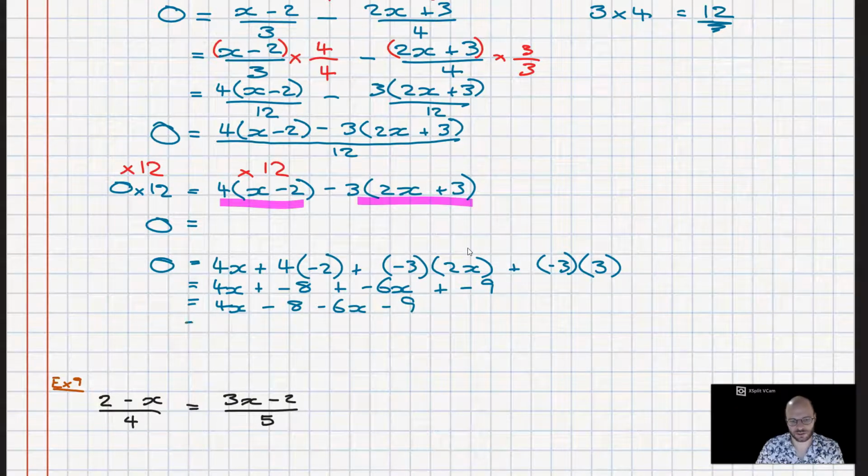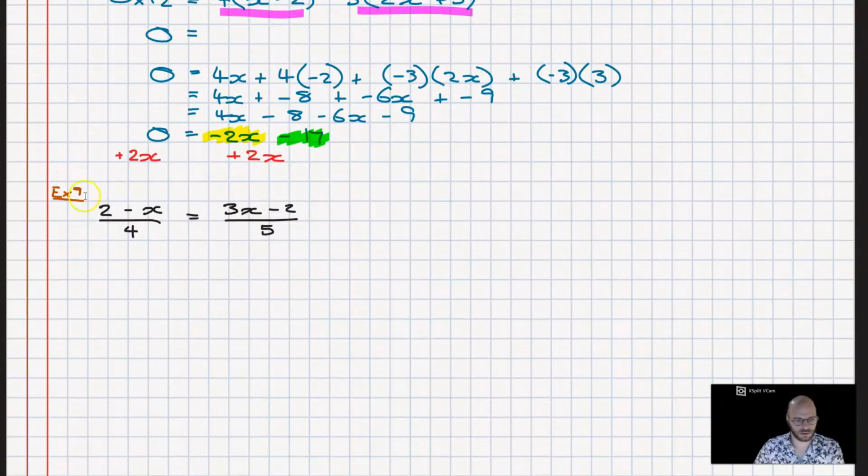Now we're going to collect like terms. 4x minus 6x, that's minus 2x. Minus 8 minus 9, that's negative 17. Moving the constant terms to the right and the variable terms to the left, so variable, constant, the variable needs to go to the left, so it's minus 2x plus 2x. We still have 0 on the left-hand side. Need more space, so I'll move this down.